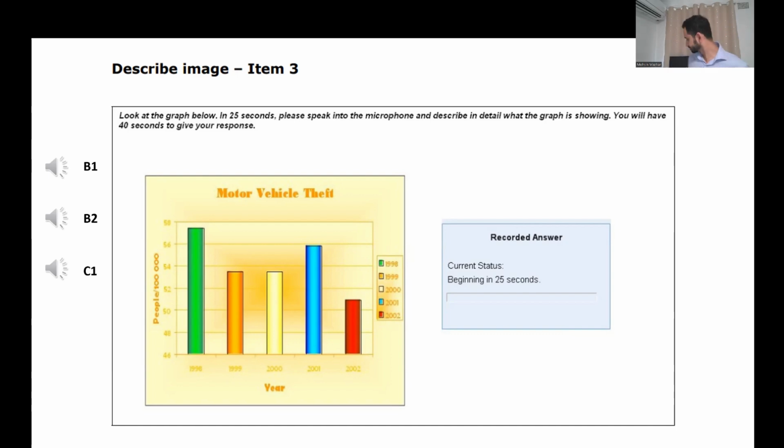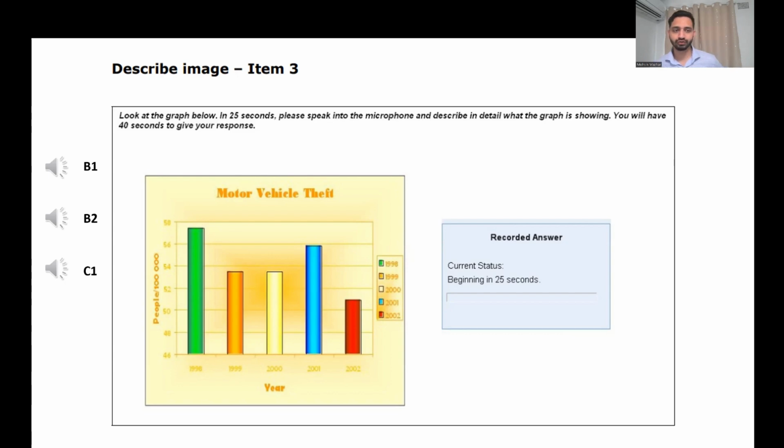This is a graph about motor vehicle shift. In the motor vehicle shifts are relatively decreasing trend. In 1998, it's about more than 57 per more than 57, but in 2002, it's only half of that amount. In 2001, it's around 56, and in the other two.